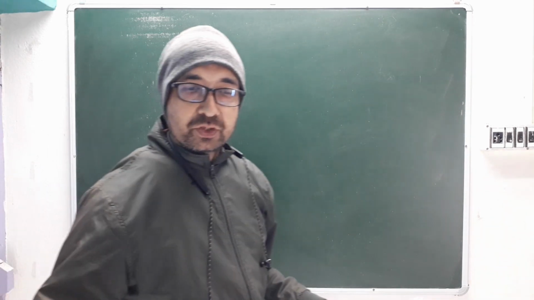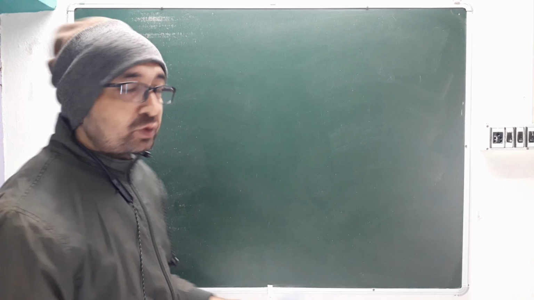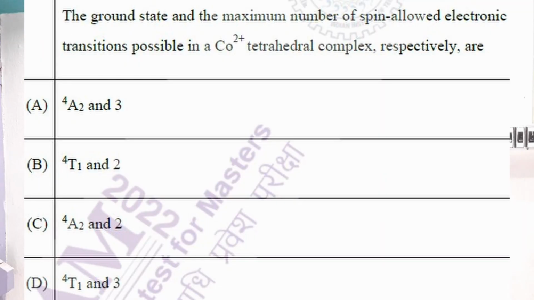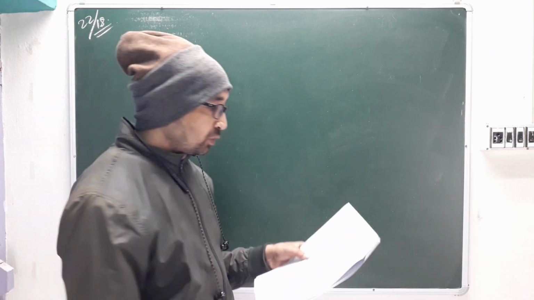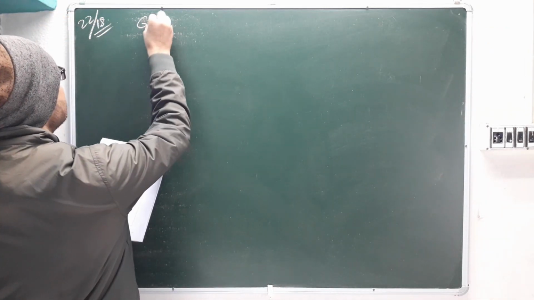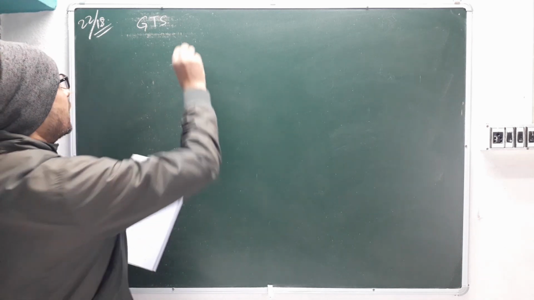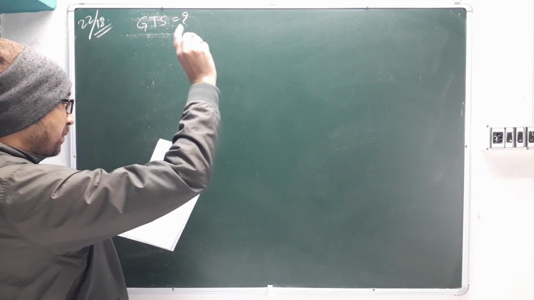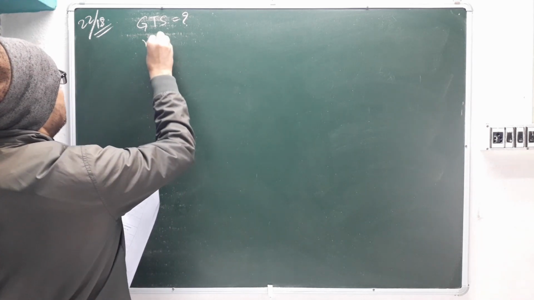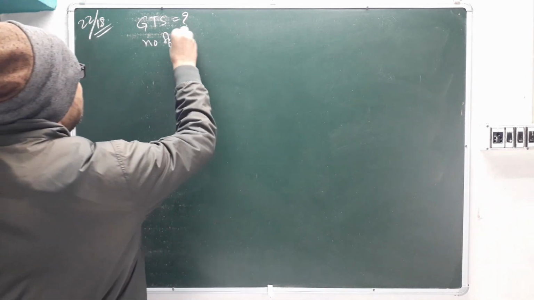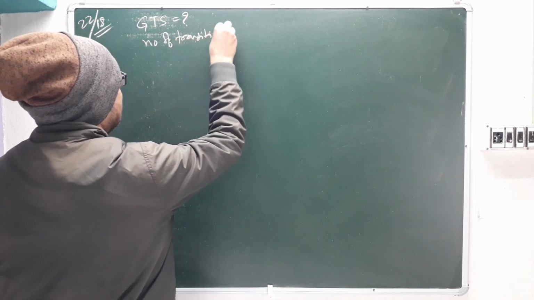Question number 18 from 2022. You can see it's for 2 marks, right? They have asked, you can see on the screen, the ground state and the maximum number of spin allowed electronic transitions possible. So I'll write what they are asking. Ground state term symbol, okay? So GTS, ground state term symbol, they are asking what will be the ground state term symbol and the maximum number of spin allowed electronic transitions, okay?